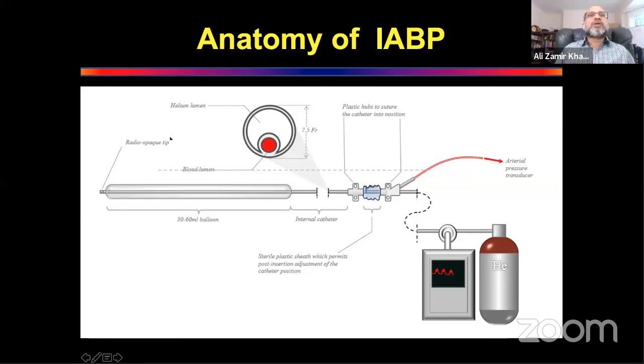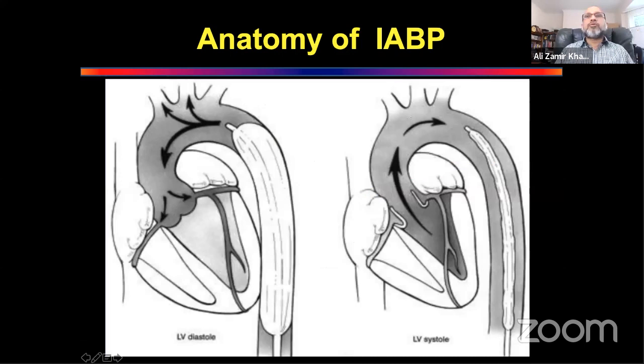Okay. And if you do a transection of the thing, then this is how it is. So this is the helium lumen. This is the blood lumen. There is always another lumen in there for blood, because all the tracings will come via the blood lumen. And the French size is different now. It is available in different sizes depending on what you are putting in, the sizes can go up or down. So it doesn't matter the size really. It has to be appropriate for that patient. Okay. So this is how you put in the balloon pump.